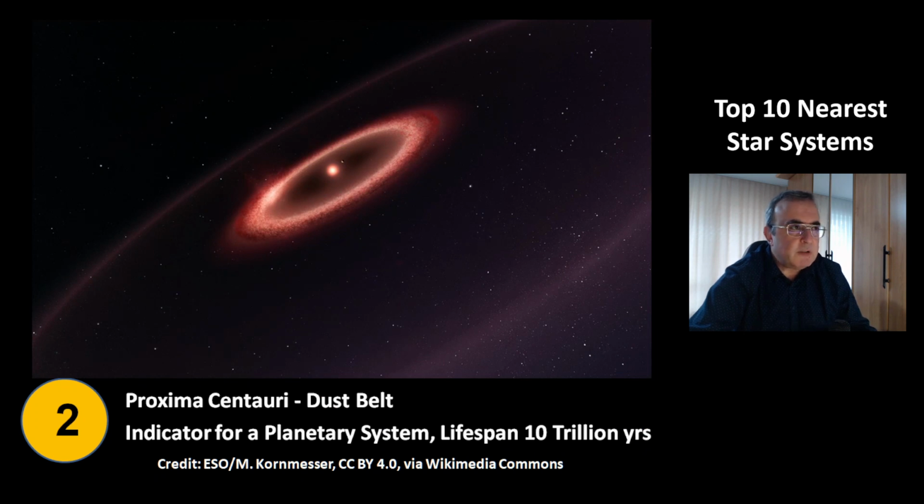A dust belt was found around Proxima Centauri. This could be an indicator for a planetary system. And this star, Proxima Centauri's lifetime is estimated to 10 trillion years. That's 10,000 billion years.